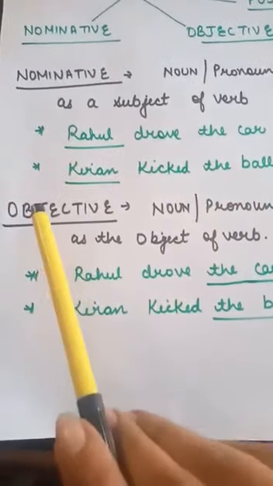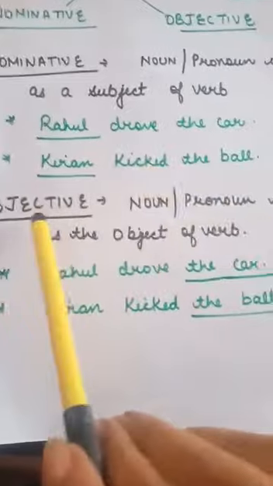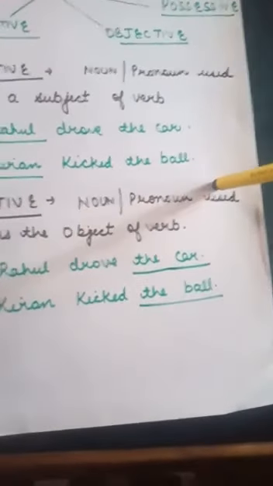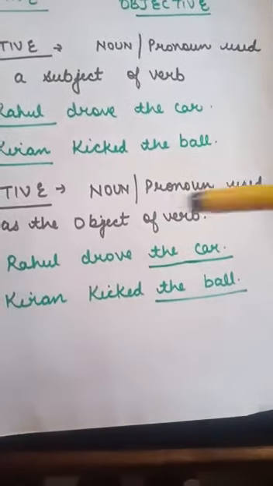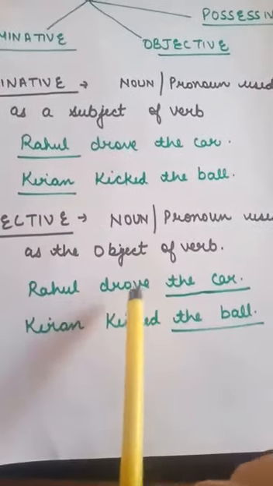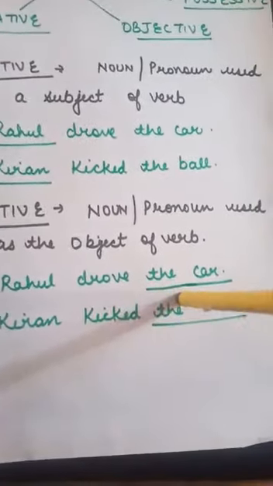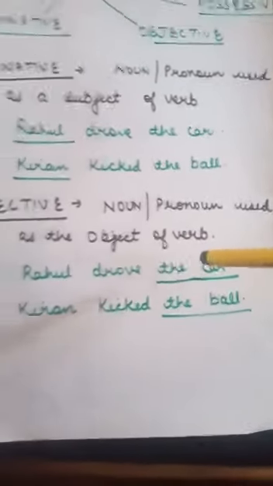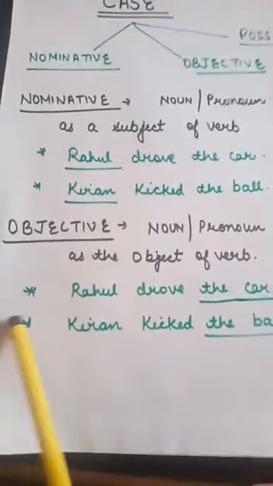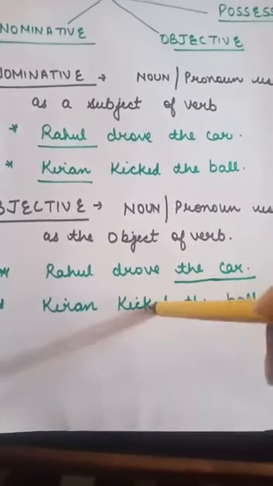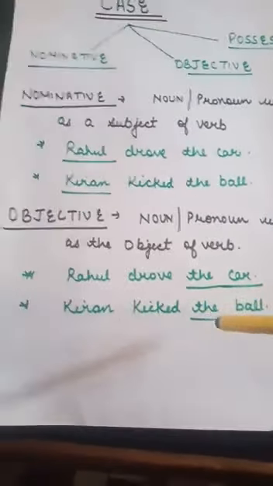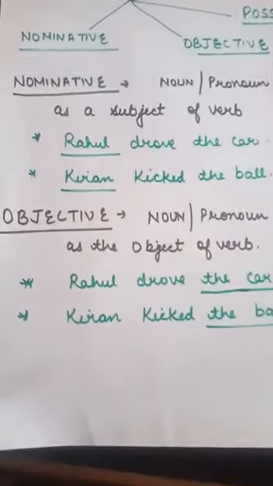This word is telling us object. So the noun or pronoun that is used as the object in a sentence, or you can also say any word, any noun on which the subject is doing something. Like here, Rahul is driving. What is he driving? He is driving the car. So what is the object here? The car. So the car will be in objective case. Kiran kicked the ball. Now what did Kiran kick? She kicked the ball. So the ball is in objective case.